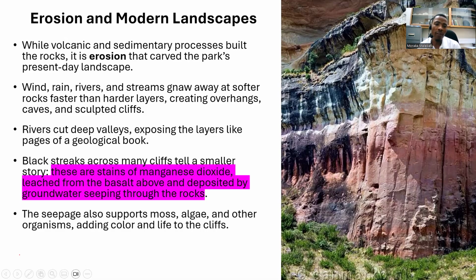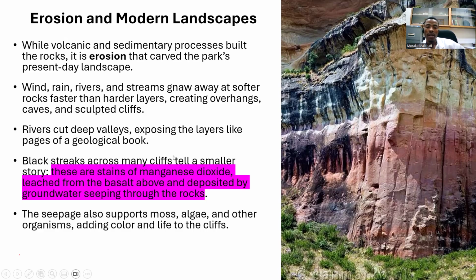So yes, while volcanic and sedimentary processes build the rocks, it is erosion that carved the park's present day landscape. Wind, rain, rivers, and streams wear away softer rocks faster than harder layers, creating overhangs, caves, and sculpted cliffs. Rivers cut deep valleys, exposing the layers like pages of a geological book. Especially these rivers, because they are cutting down, you'll be able to see the volcano within the rivers.